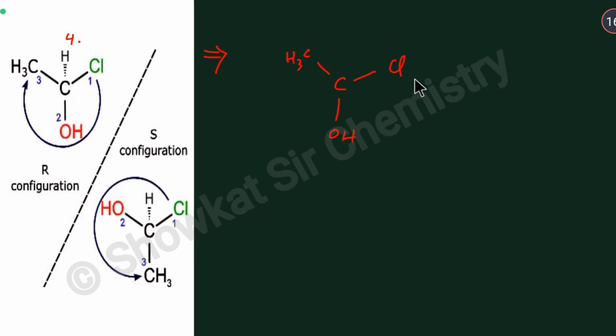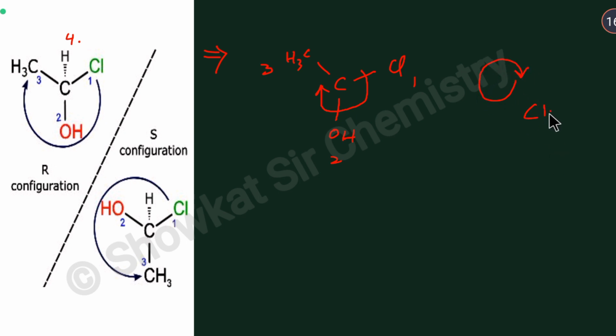Now chlorine has priority 1, right? Then priority 2 and 3. Then you have to rotate your eye from priority 1 to priority 2 and then to priority 3. You have to rotate your eye just like this, and see how it rotates. So it rotates in this direction. That means this is what? This is the clockwise direction.